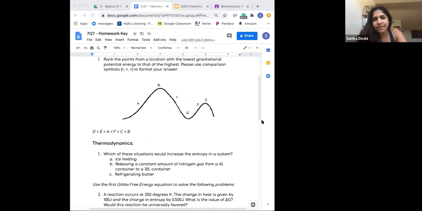Okay, so I got that order because point D is the closest to the ground if you were to picture a hill, and point B is farthest from the ground. And we know that potential energy is dependent on the mass of the object, the gravitational constant, and the height, so the distance from that object to Earth's surface. And so in this case, if a ball were to roll around this hill, it would have the highest potential energy at point B because H is at its greatest, whereas with point D, H is at its lowest.